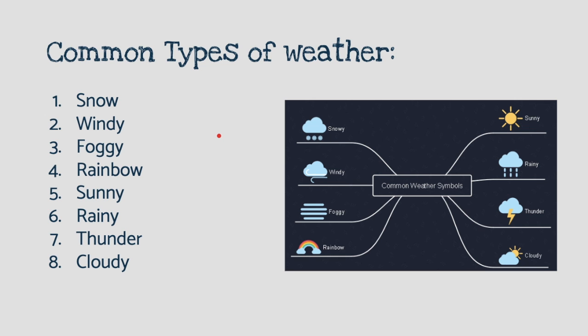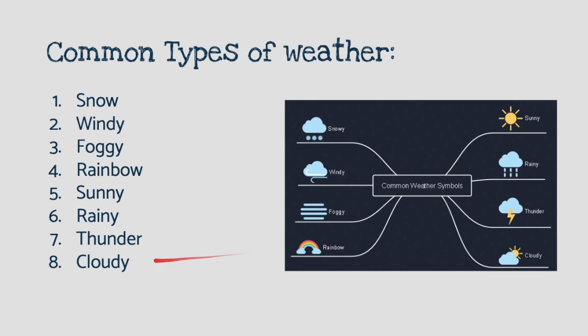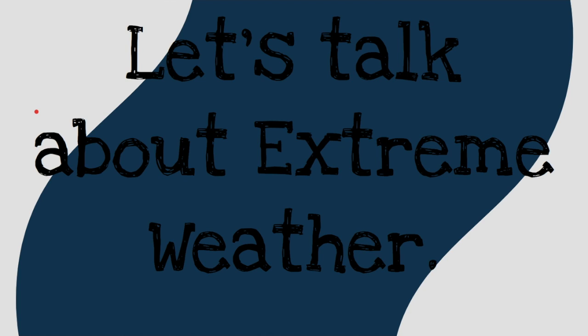So the most common types of weather, and these are symbols you'll usually see if you look up the weather online. Snow, you'll see a cloud with little snowflakes. Windy, see kind of like some wind marks, like it looks like the cloud has wind blowing. Foggy, a rainbow. Sunny, rainy is right there. Thunder, and cloudy. I'm not going to go over these because these are common, we all know these, but they're still good to know.